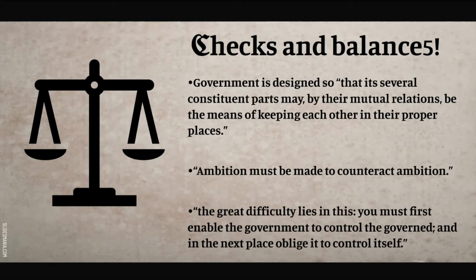And ambition must be made to counteract ambition. We don't have angels, we have ambitious people. Assume that, bake it into the system. And then, "the great difficulty lies in this: you must first enable the government to control the governed, and in the next place, oblige it to control itself." And that's what he's arguing, that this structure with separated powers and federalism is going to keep the government from becoming tyrannical, is going to allow government power to be checked and limited.